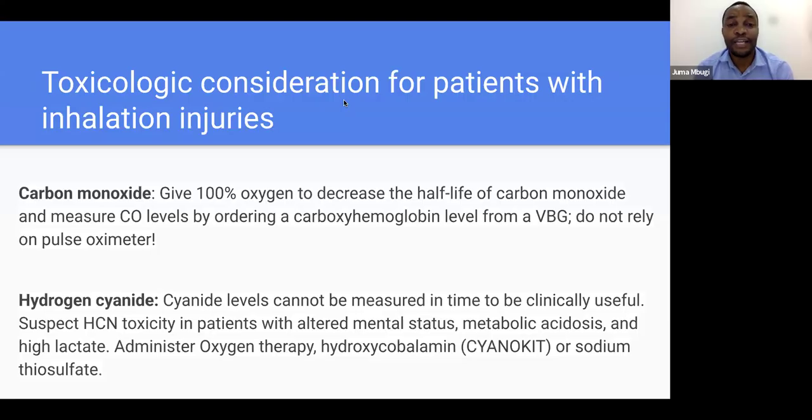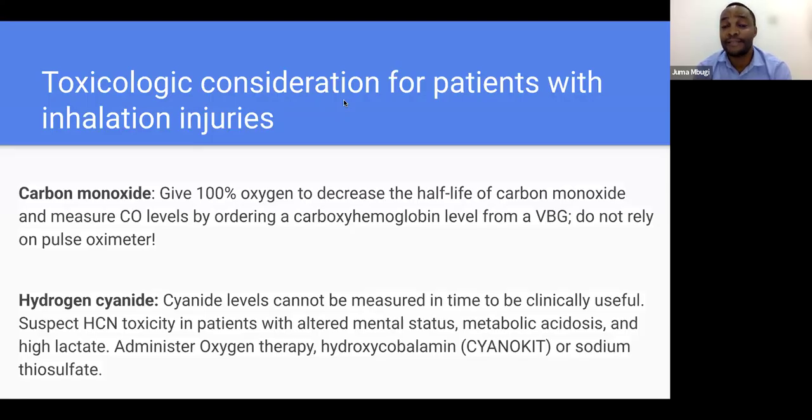So measure the CO levels by ordering a carboxyhemoglobin level from a VBG. And usually do not rely on the pulse oximeter, because when carbon monoxide mixes with hemoglobin, forming carboxyhemoglobin, its wavelength is almost the same as oxyhemoglobin. So the pulse oximeter will always read a normal SpO2. So do not rely on the pulse oximeter to say my patient is not having carbon monoxide poisoning. The patient can have carbon monoxide poisoning and still have a normal saturation.